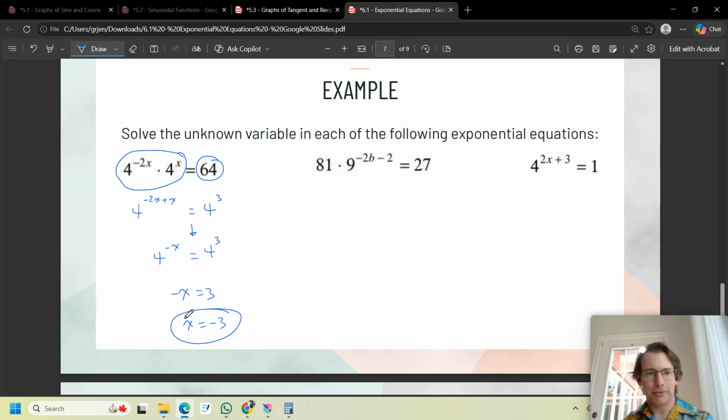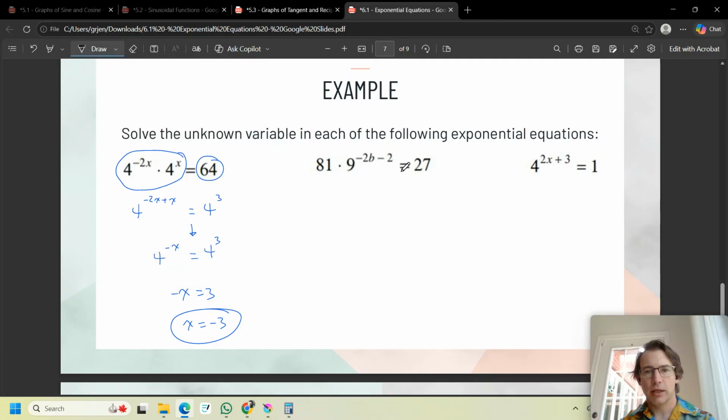And that's true. Next, over here, this one's a little trickier because I have 81 multiplying 9, and that's equal to 27. There's a couple ways I could do this, and I'll show you both.